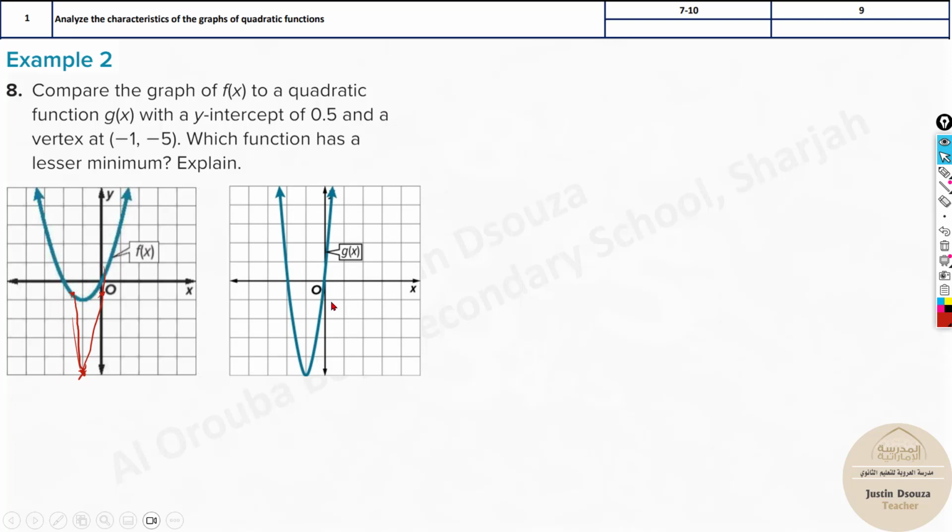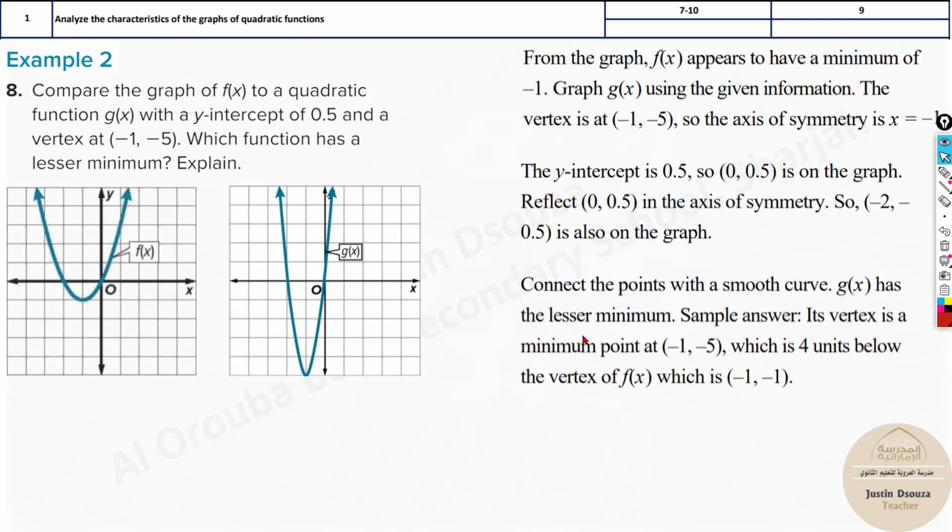See, it's very narrow. And now we can see the lesser minimum will be at the g of x graph. And these are the vertices. This is the vertex for this one. The f of x is having a vertex of -1, -1. That's it. Simple comparison, nothing much over here.